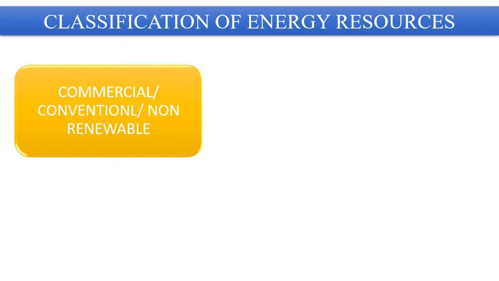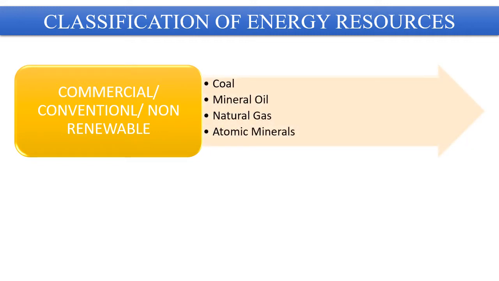The first part are known as commercial or conventional or non-renewable energy resources. These are the resources which are usually used, sold in the commercial markets, and they are non-renewable, means once you use them, they never recreate themselves. The examples of them are coal, mineral oil, natural gas, and atomic minerals.